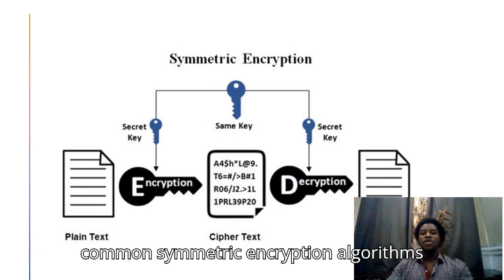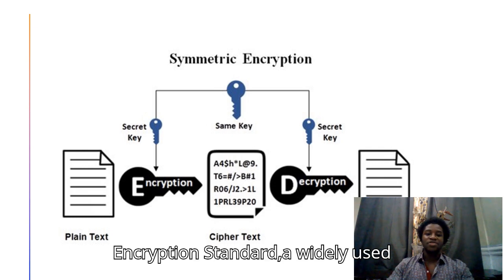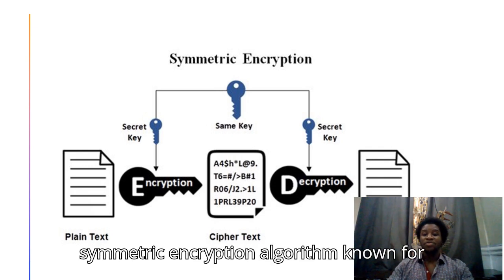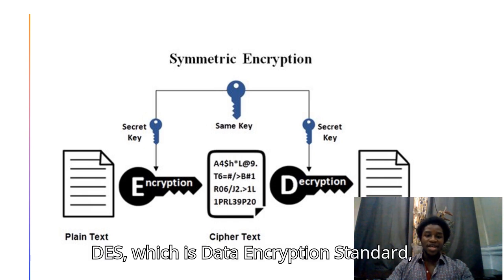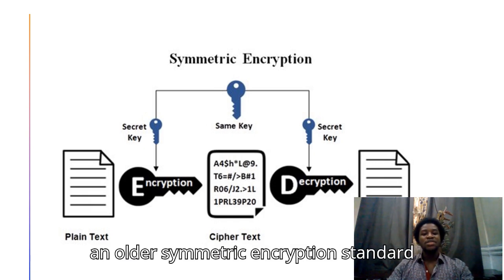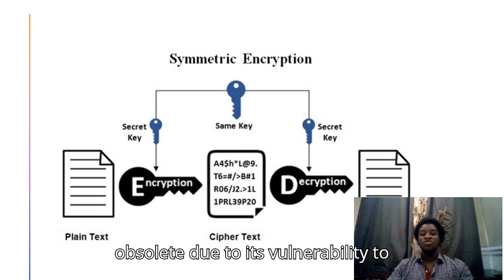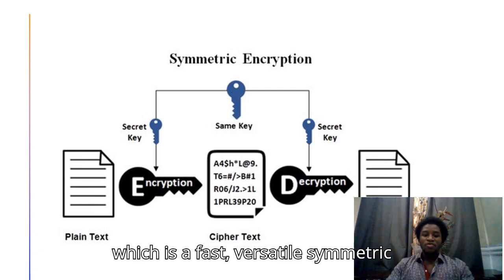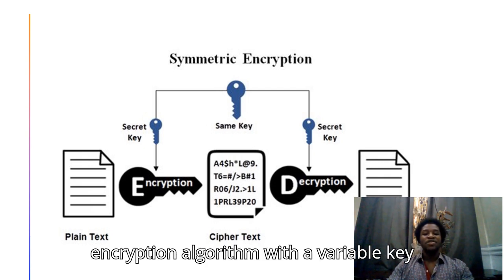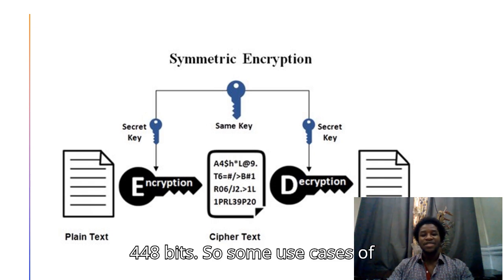So some common symmetric encryption algorithms include AES, which is Advanced Encryption Standard, a widely used symmetric encryption algorithm known for its strength and efficiency. And then DES, which is Data Encryption Standard, an older symmetric encryption standard with a 56-bit key, largely obsolete due to its vulnerability to brute force attacks. And Blowfish, which is a fast, versatile symmetric encryption algorithm with a variable key length of 32 to 448 bits.